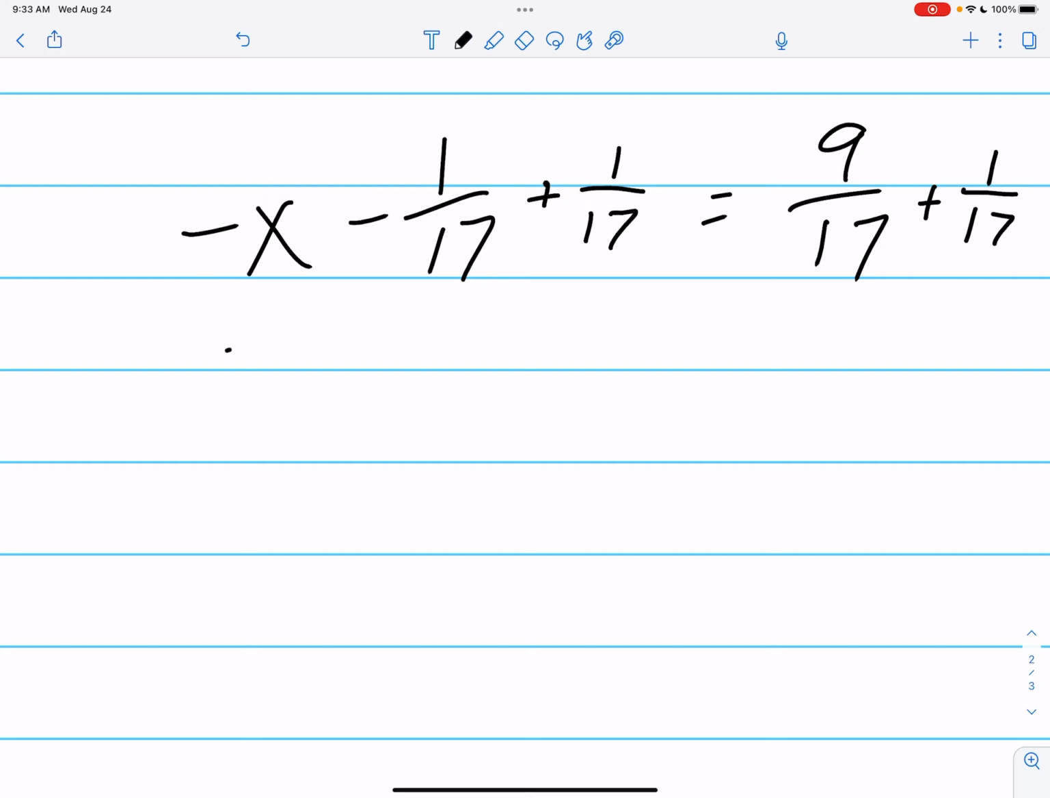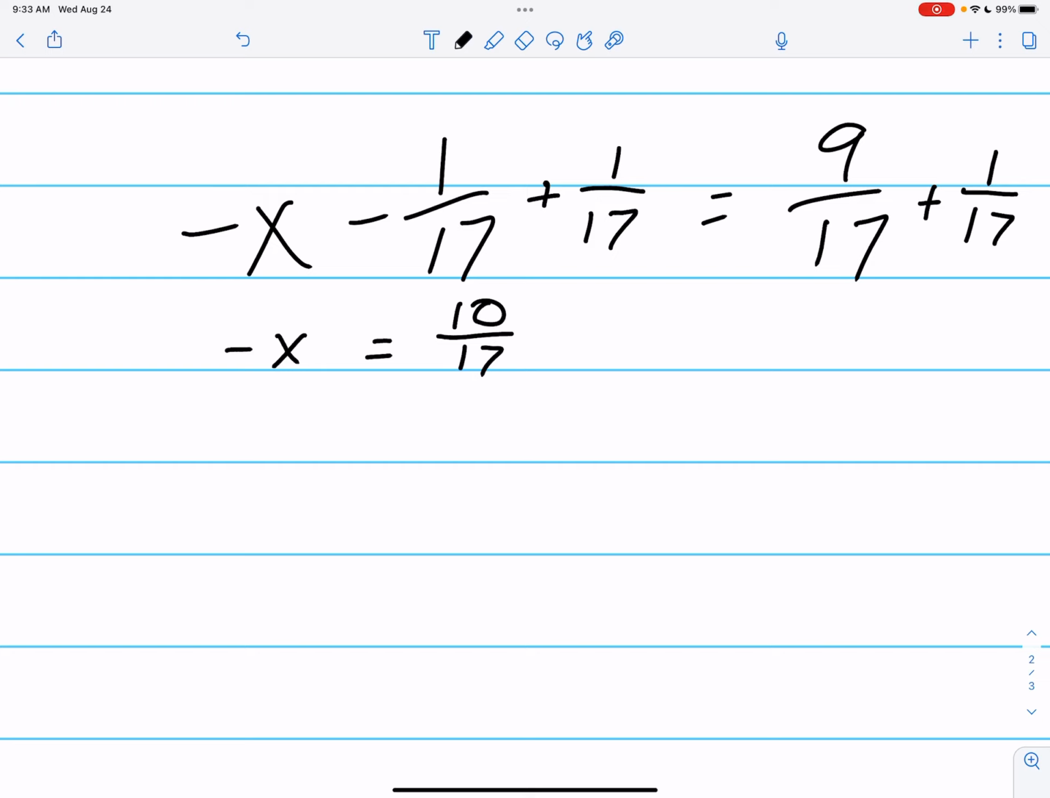Well, on the left side, I have negative x minus 1/17 plus 1/17 is 0, so it disappears, it cancels. And on the right side, I have 9/17 plus 1/17 is 10/17. That's really all there is to it. A lot of students don't realize that when you have the same denominator, you just add the numerators or subtract them, whatever you're doing with adding and subtracting.